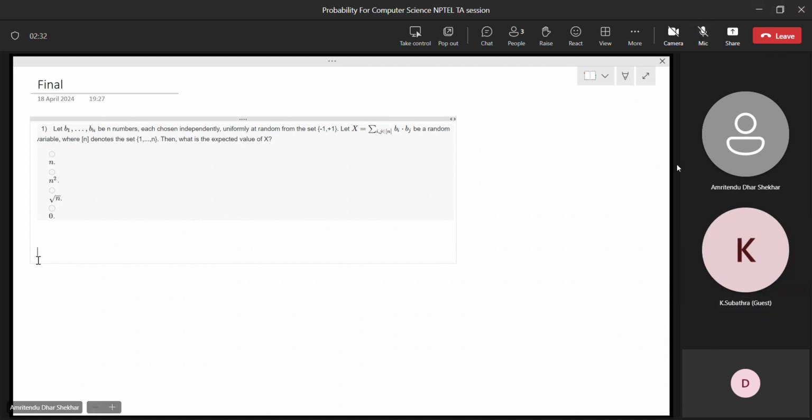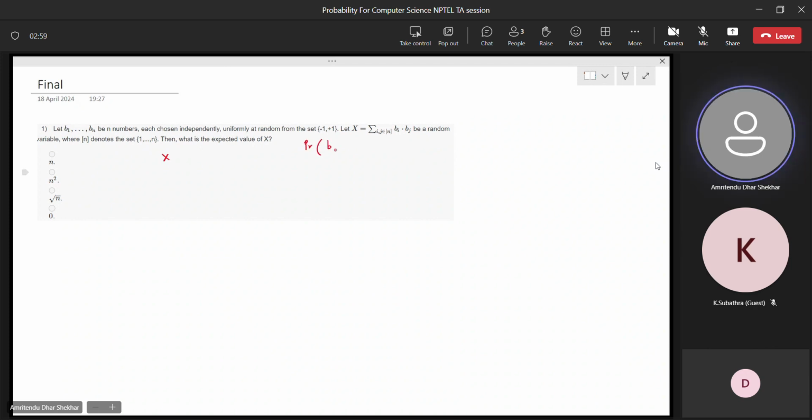Yes, sir. Okay. So, the first question is, you have n random variables b1 to bn, and these random variables take values -1 and +1. So now they give you this random variable x. So here the probability of bi equal to ±1 is equal to half.